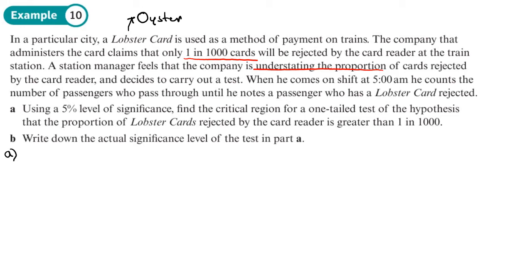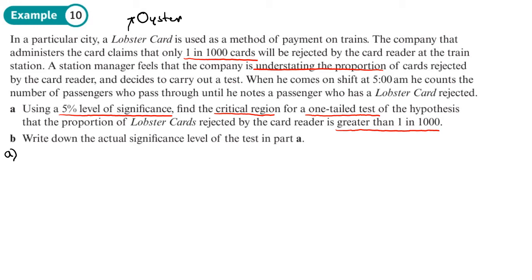They must have real fun making these questions up. Right, using a 5% level of significance, find a critical region for a one-tail test of the hypothesis that the proportion of lobster cards rejected by the reader is greater than 1 in 1,000.